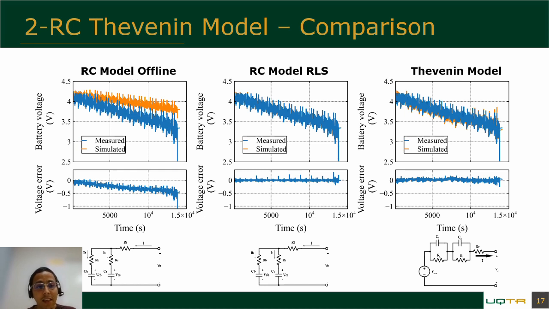In this slide, we compare the performance of the result of the parameter estimation of the 2RC70 model with the previous model. We can see how an offline estimation that depends on the state of charge levels can reduce the error of the model. Also, we can see how online parameter estimation has better performance.